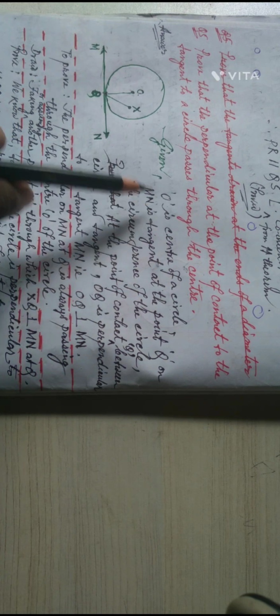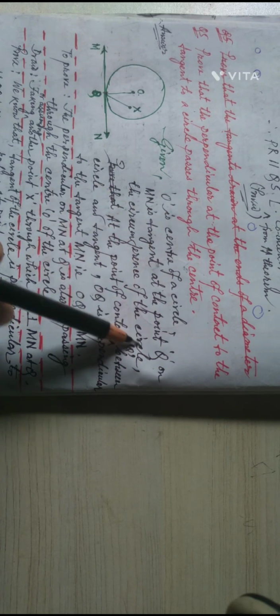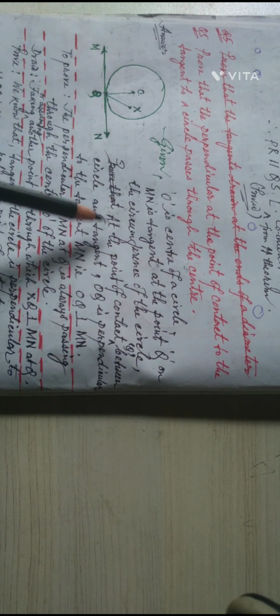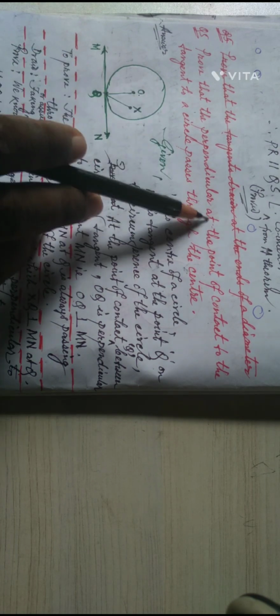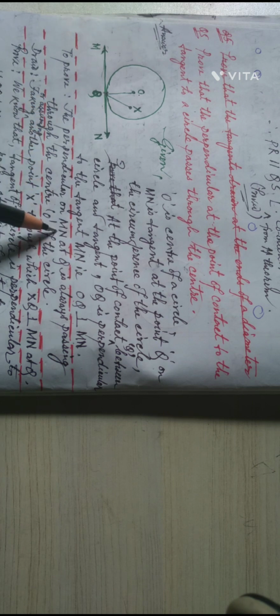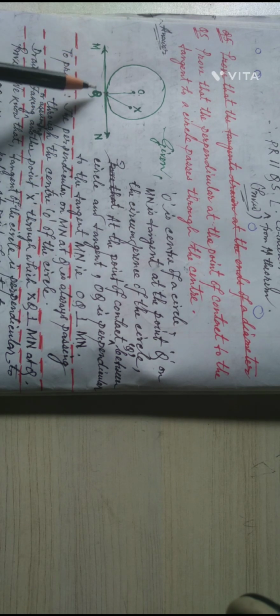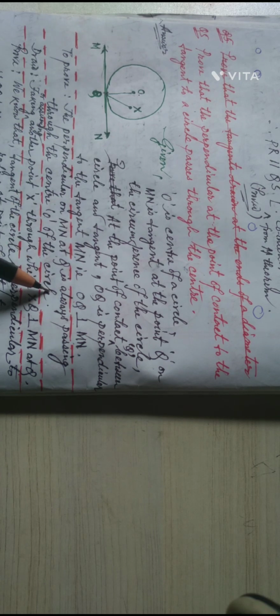ठीक है. तो how will we prove? Now here it is given that O is the center of the circle, MN is the tangent at the point Q on the circumference of the circle. At the point of contact Q between circle and tangent, OQ is perpendicular to the tangent MN, that is OQ perpendicular to MN. तो to prove that the perpendicular on MN at Q, any perpendicular we draw, will always pass through the center O of the circle. Clear? It will be proved.